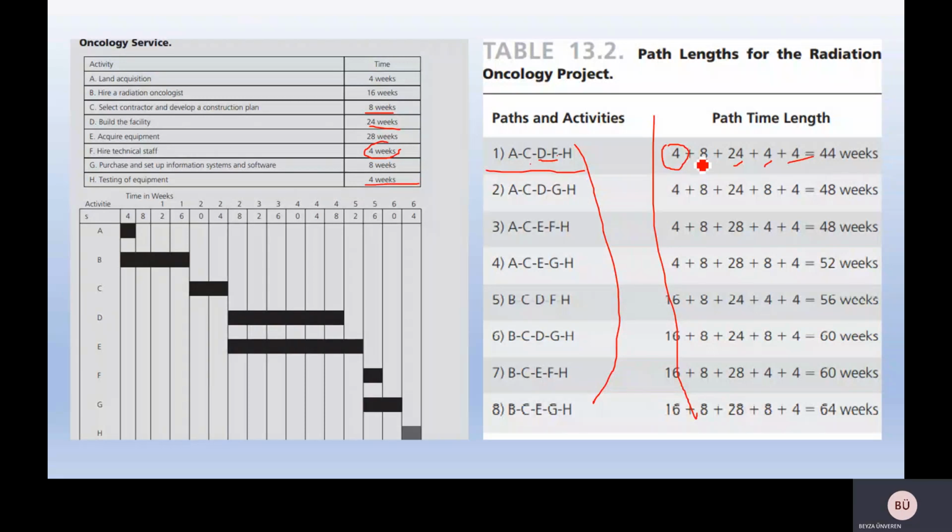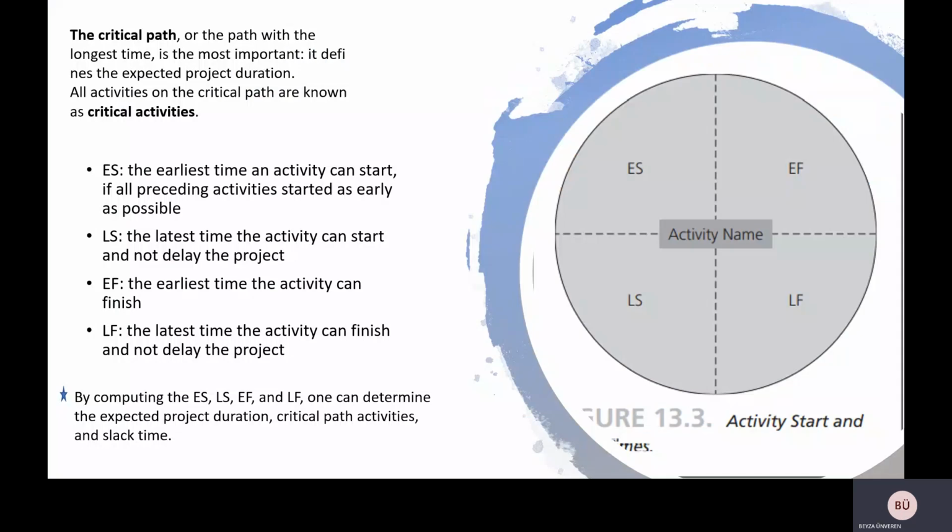The critical path, or the path with the longest time, is the most important. It defines the expected project duration. All activities on the critical path are known as critical activities.